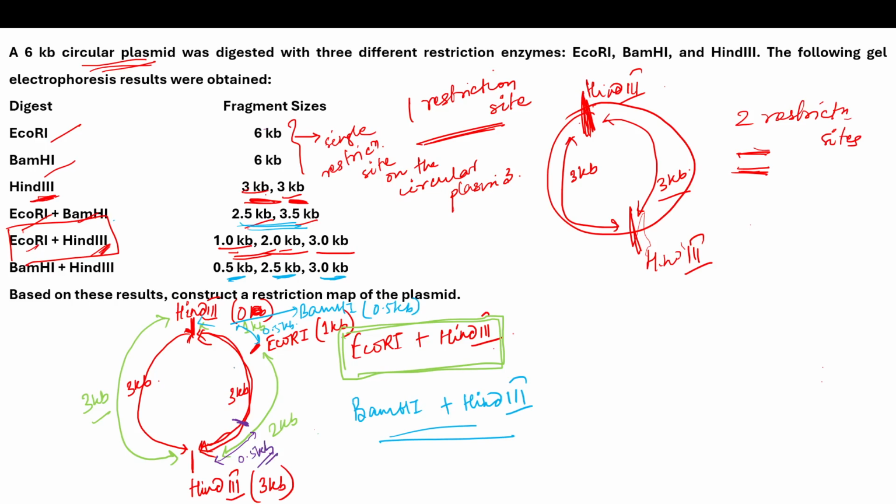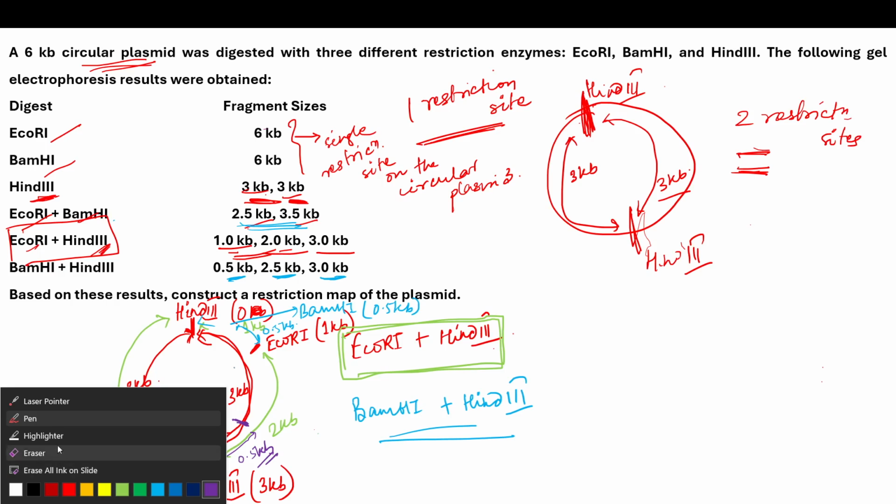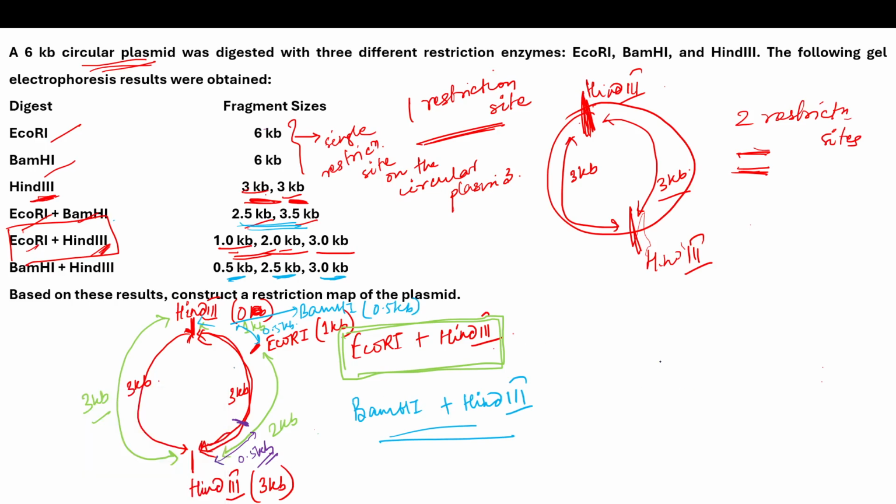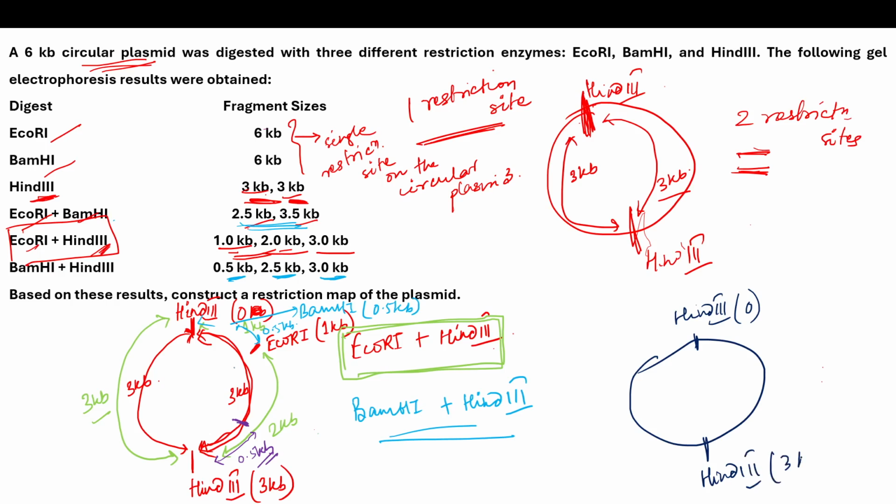So if we make a fresh map again, maybe with this color. What is happening is Hin3 at 0 position, Hin3 at 3 kb, and you have EcoR1 here at 1 kb. So this actually satisfies both the double digestion scenario of EcoR1 and Hin3 and the single digestion scenarios as well.